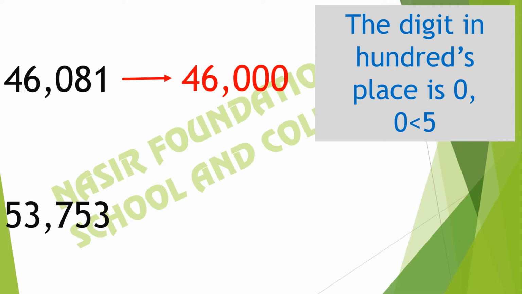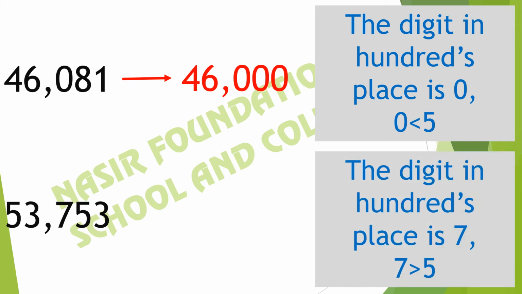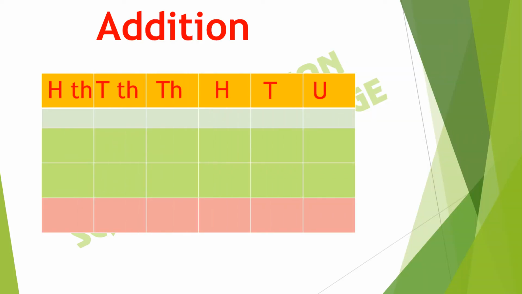In the second number, 53,753, the digit in the hundreds place is 7, and 7 is greater than 5. So we will round it off to the next thousand. Here it comes 54,000. In this chart, we will write 46,000 and 54,000.